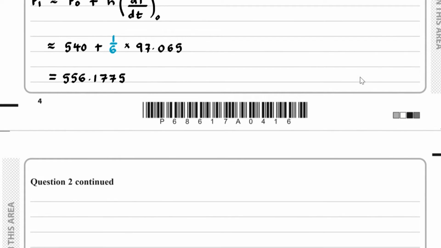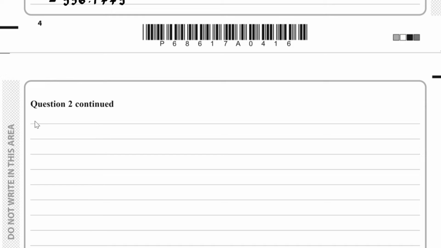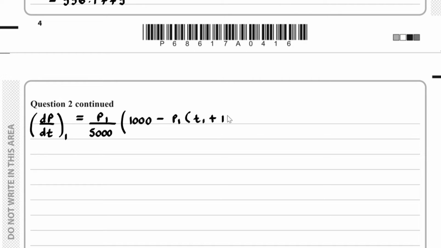Now let's find out what dP/dt_1 is. So dP/dt_1 is equal to P1 over 5000 multiplied by 1000 subtract P1, multiplied by T1 plus 1, over 6 times T1 plus 5.